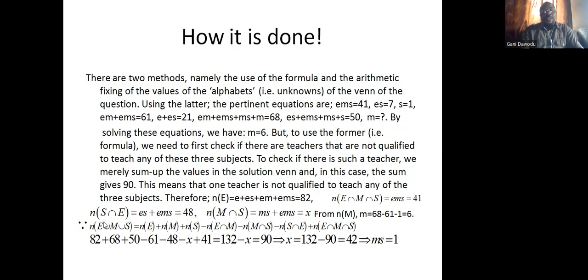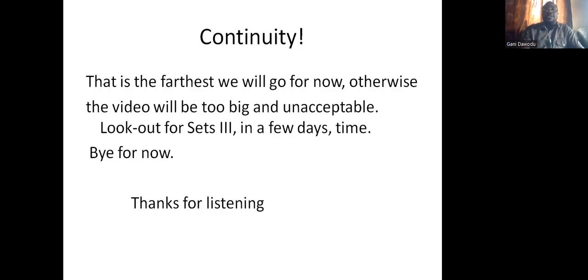This is the formula for 3 sets: English, math, science. Use the formula and you arrive at these unknowns: those that can teach mathematics and science and those that can teach all 3, you find it to be 42. And as such, those that can teach math and science, just 1. From there, if you go back to the set for mathematics, you find that those that can teach math alone are 6. So either way, the solution is 6.